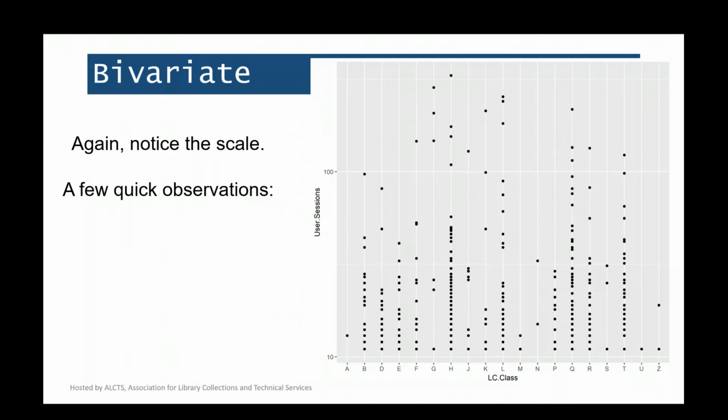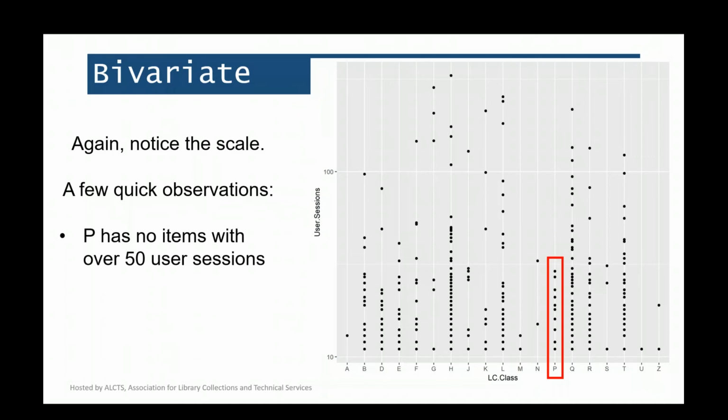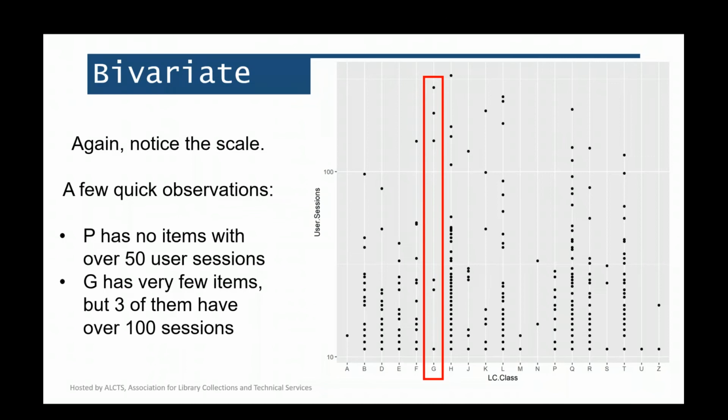So you glance at this and you say, okay, what are some things that stick out? P has no items with over 50 user sessions, and those seem to be evenly distributed, like we saw in our table earlier. G has very few items in there, but 3 of them have over 100 user sessions. So what's going on there?